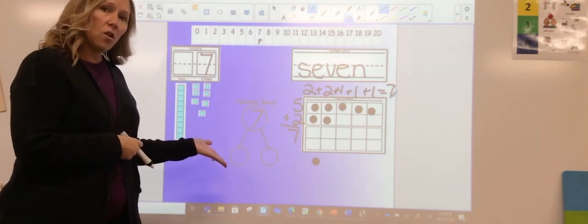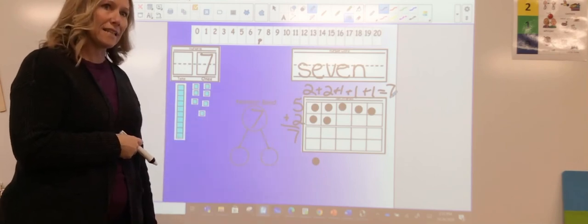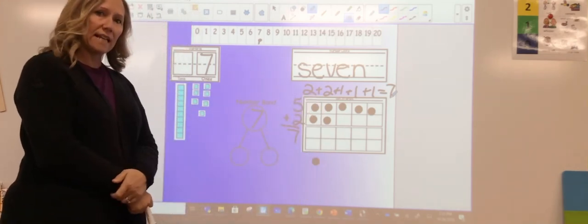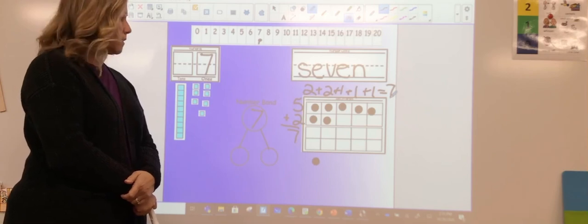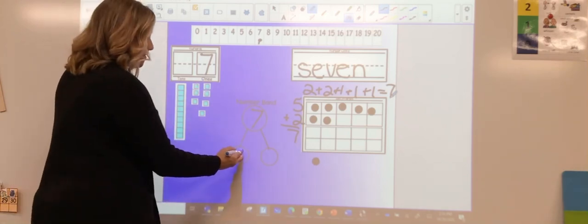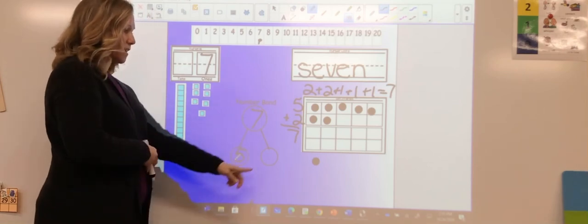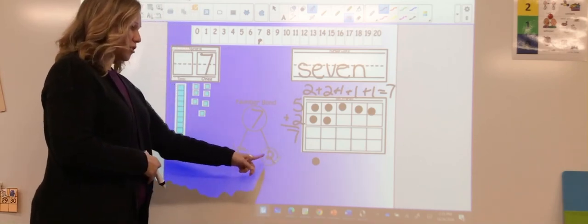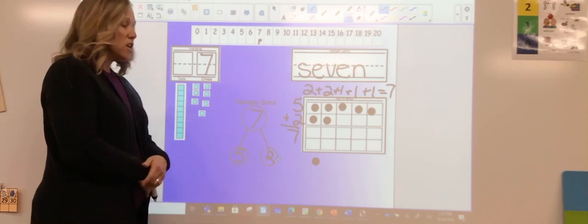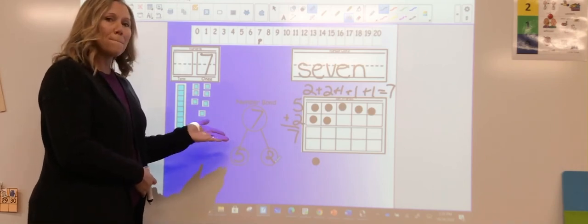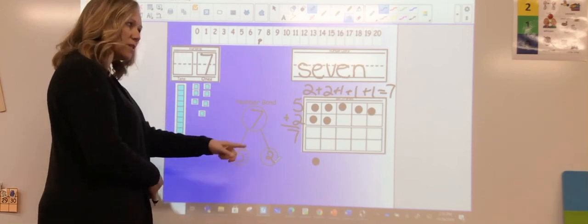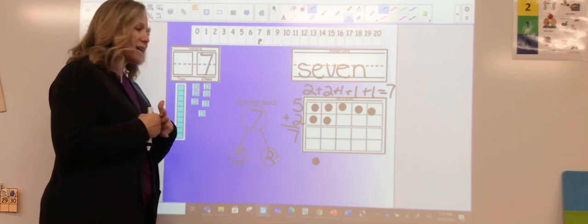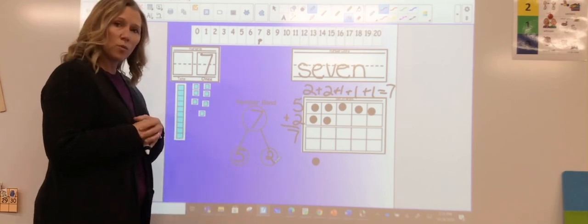Number bonds over here are just like our math sentences. What is one math sentence you can pull from here that would fit into here? That's right. So if I put a 5 here, and then what number would I put here? 2. That's right. So 5 + 2 = 7. Good. So friends, this is called a number bond as well. And we are going to continue to do those so that we know as many ways to make a number bond or to come up with our number of the week. All right.